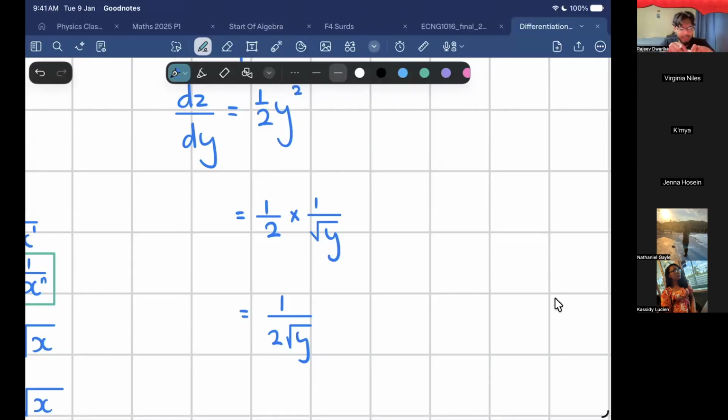Does anybody know what rationalization means? When I say rationalize something, what does that mean? Jenna, you could tell us. I see Kamaya and Virginia on mute. Anybody could tell me.